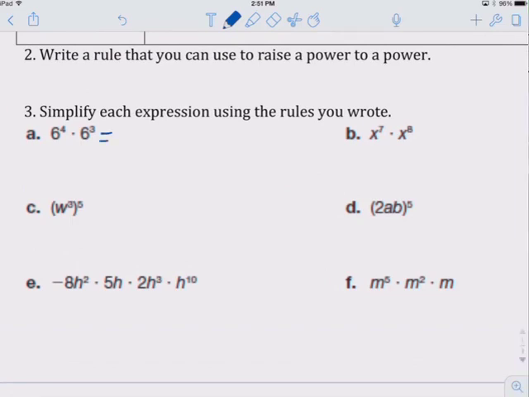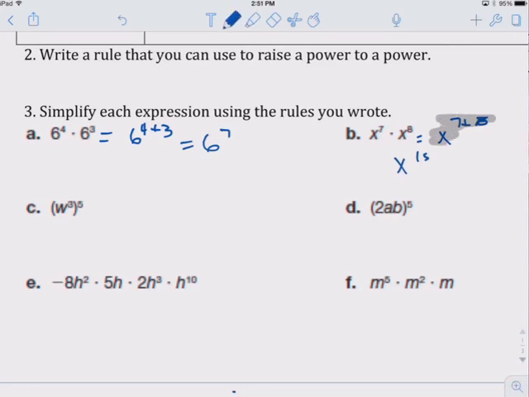This is easy, right? What's the answer here? You do 6, 4 plus 3, right? Correct. So, 6 to the 7th. This is x to the 7th plus 8, right? 8, yes, it's 8. So the answer is x to the 15th. Yes. This is the work I'm looking for right here.